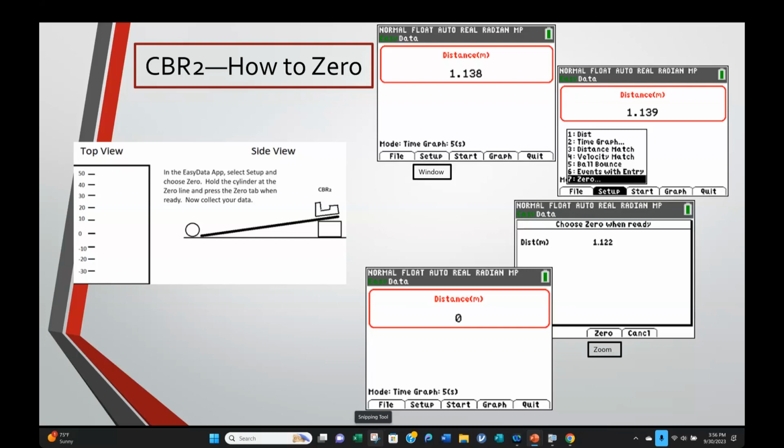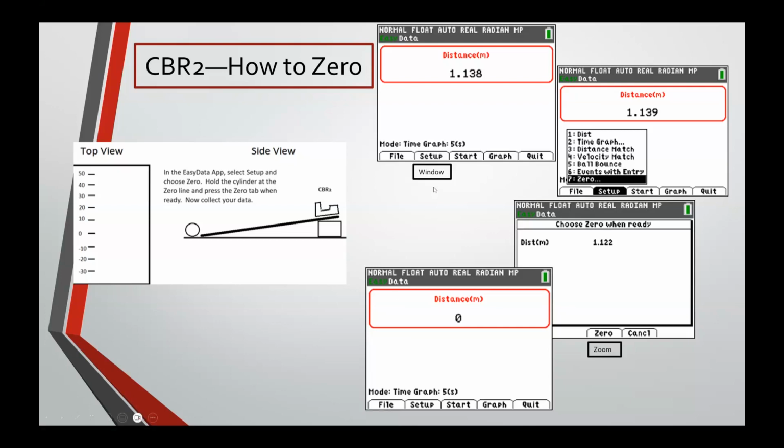But I'm glad that the CBR2 is my favorite math instructional technology by far, because you can do so many things with it. Does anybody else do different quadratic data? If they want to put that in the chat, they can, if they've done good quadratic activities.